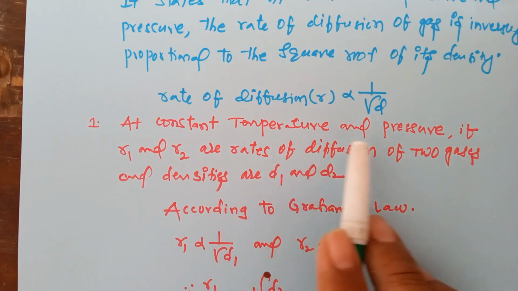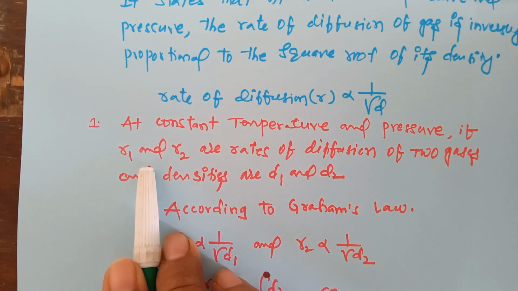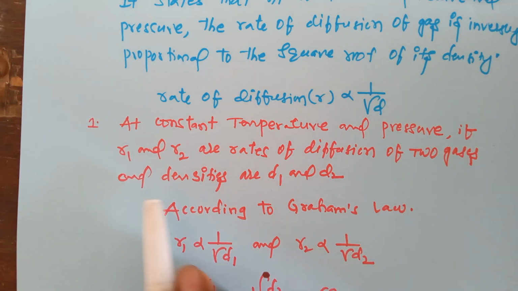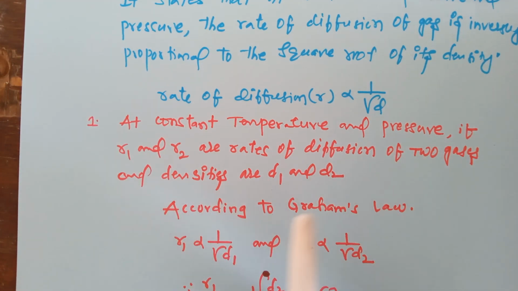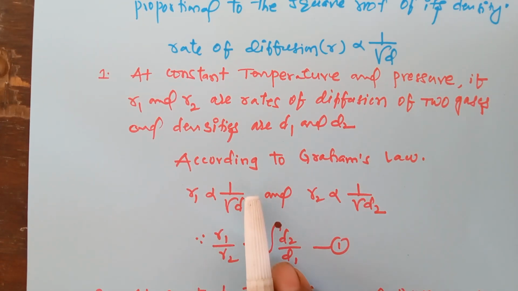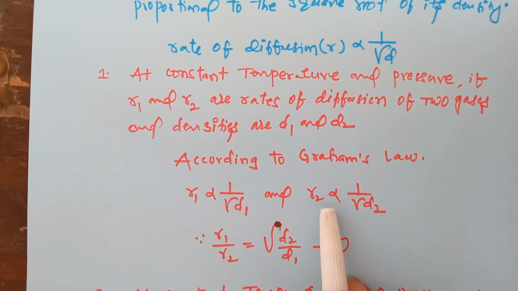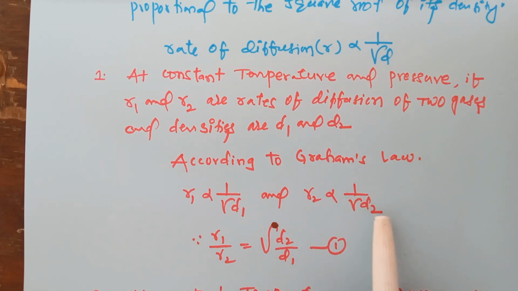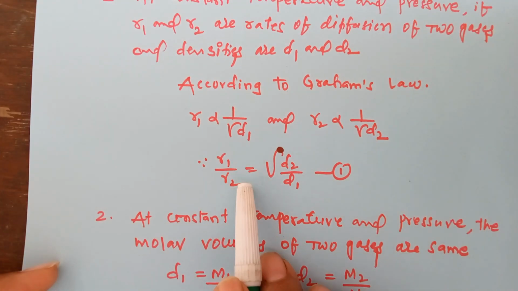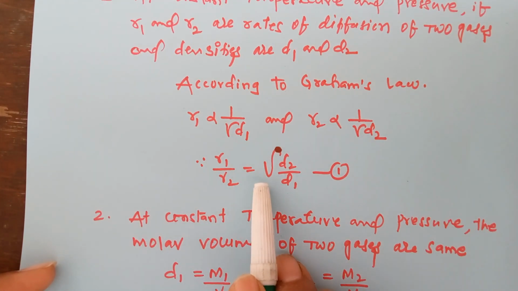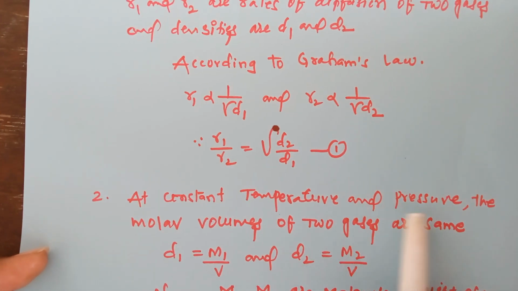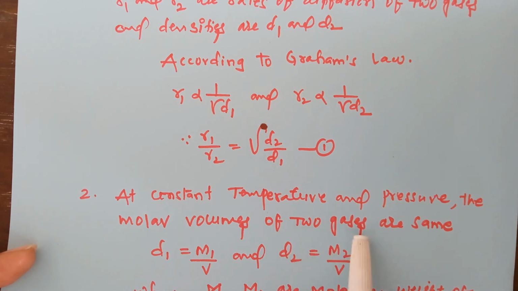At constant temperature and pressure, if R1 and R2 are rates of diffusion of two gases and their densities are d1 and d2, according to Graham's law, R1 is inversely proportional to 1 by square root of d1 and R2 is inversely proportional to 1 by square root of d2. Now we have to divide R1 by R2, so you write R1 by R2 is equal to square root of d2 by d1.